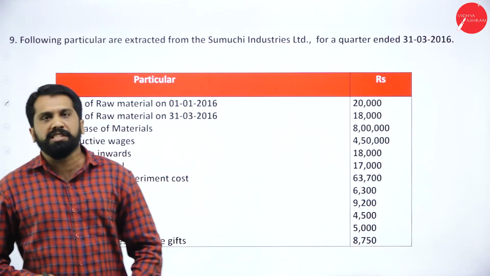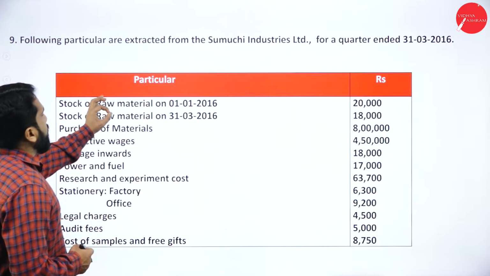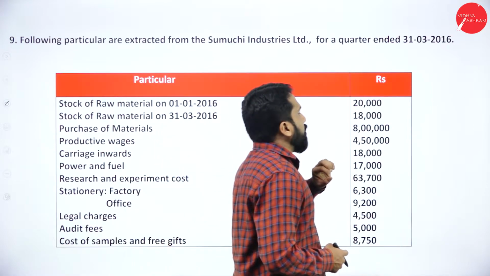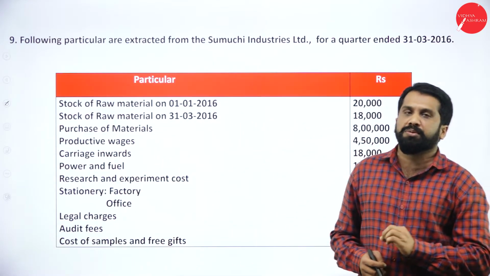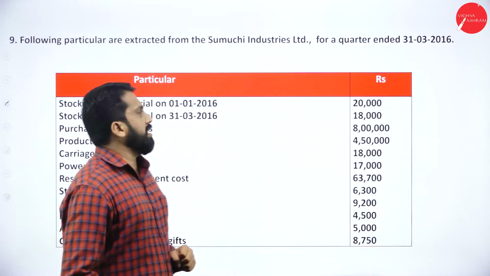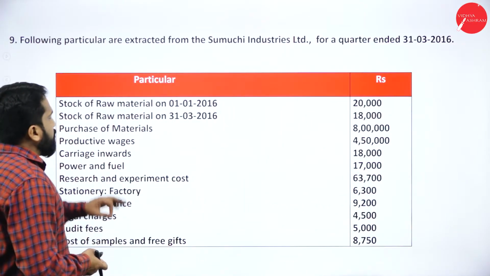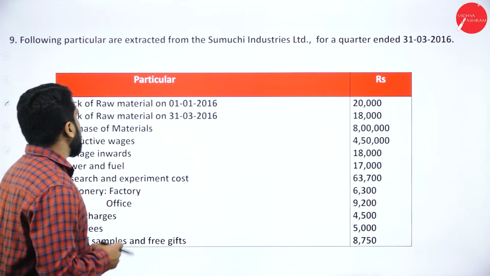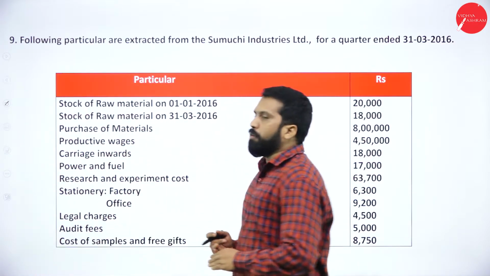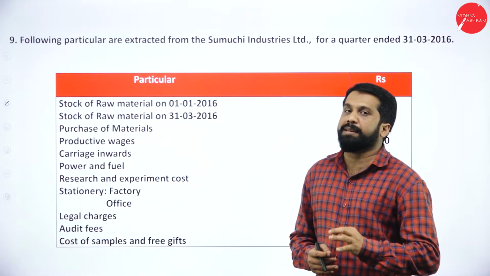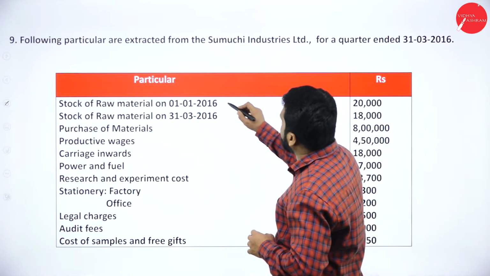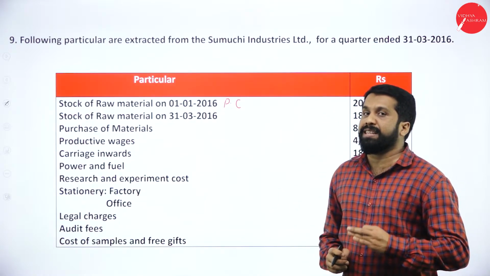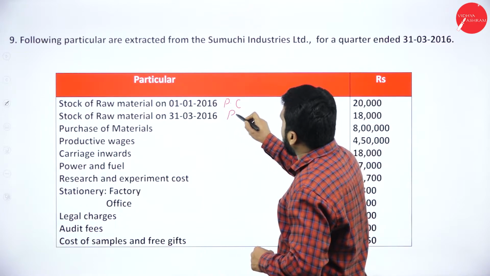So today's problem: the following particulars are expected from Sumuchi Industry Limited for a quarter ended 31st March 2016. Now, in this, your columns will be particulars as well as amount. How to solve this? Very simple. In this, the first one, stock of raw material. All raw materials come under where? Prime cost. So this will come under prime cost. Then stock of raw material at the end will also come under prime cost.